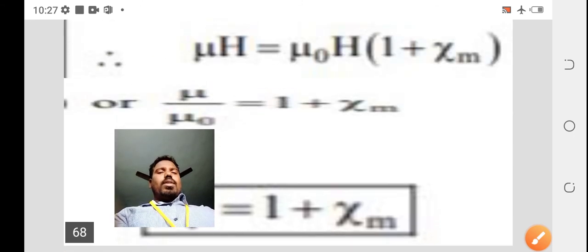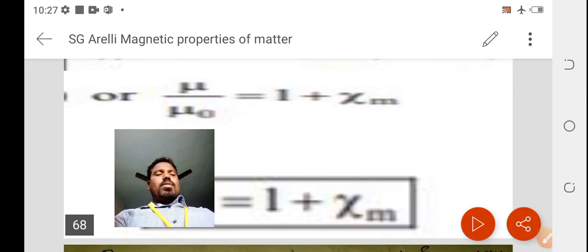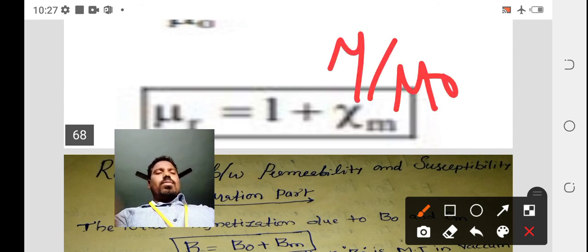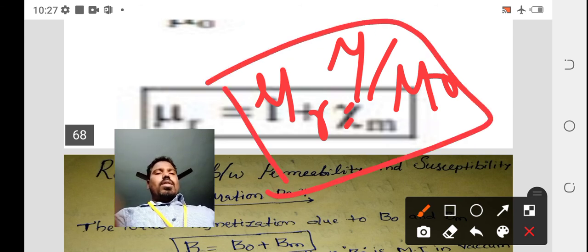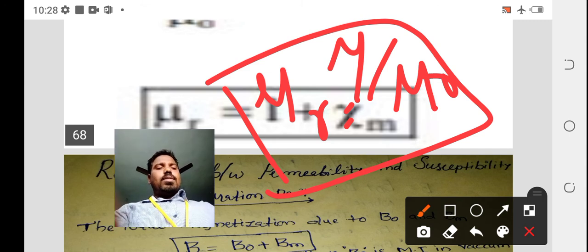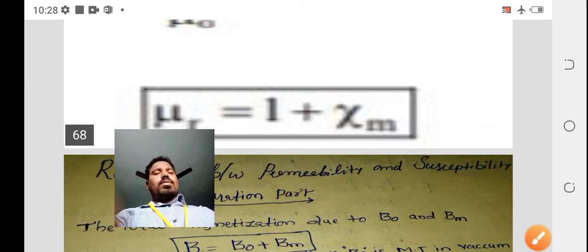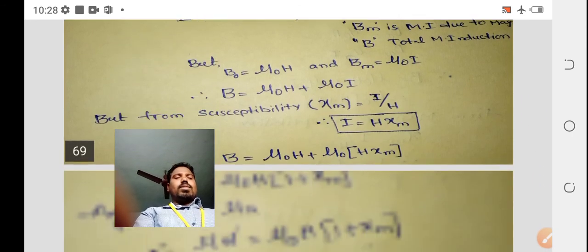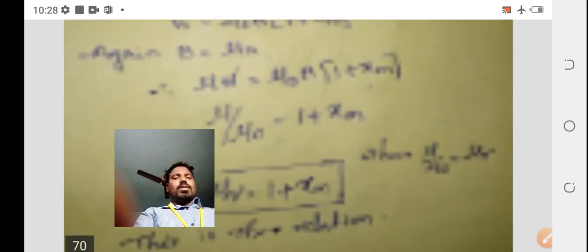Here mu by mu naught is mu r, which is the relative permeability. Mu r equals mu by mu naught. Therefore mu r equals 1 plus chi m, where chi m means the susceptibility of the magnet. This is again a rough process I mentioned here.